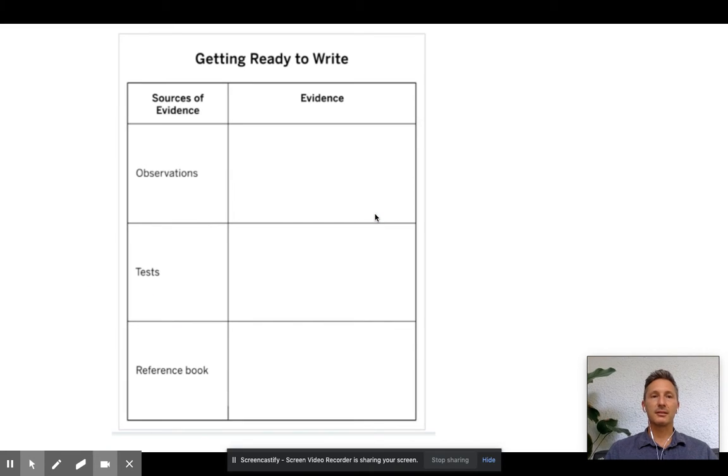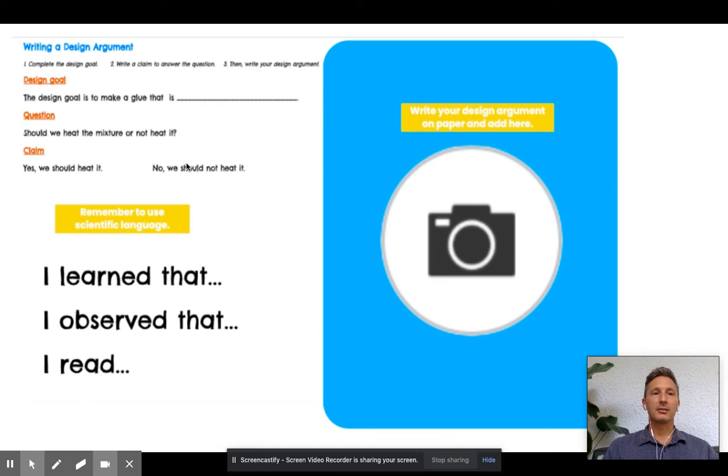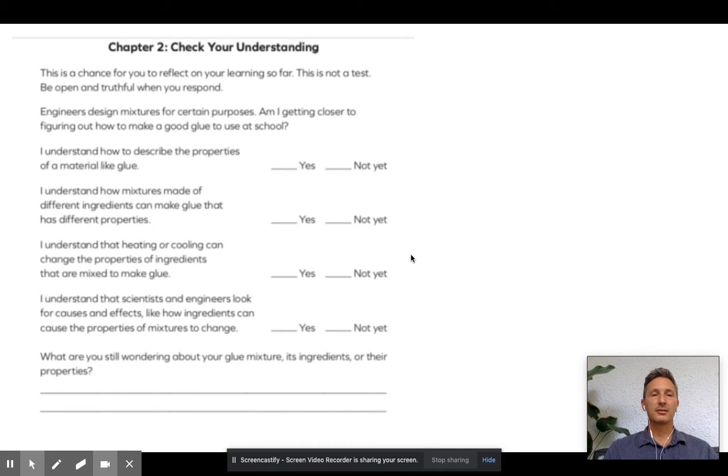And here are the Seesaw activities. So yes, getting ready to write. What were your observations? What were your tests, using your best sticky ingredients? So this is your evidence. This is how you explain what you know is going to be the best sticky ingredient to use in your glue. And then writing your design argument. Here with the blue, you're going to take a picture when you write out your design argument on paper, and you can add it there. And then finally for Seesaw, for science, you're just going to do a yes or no check about your understanding of what we learned so far in science with chapter 2, before we start chapter 3.